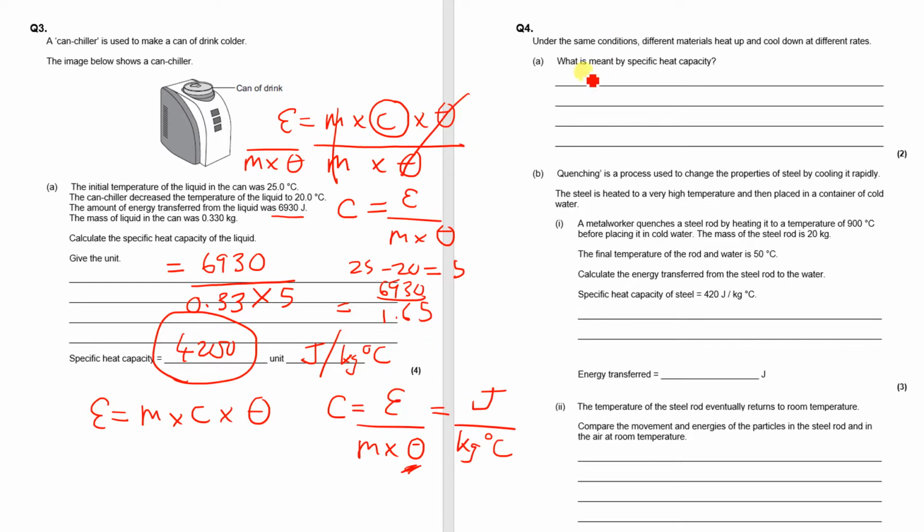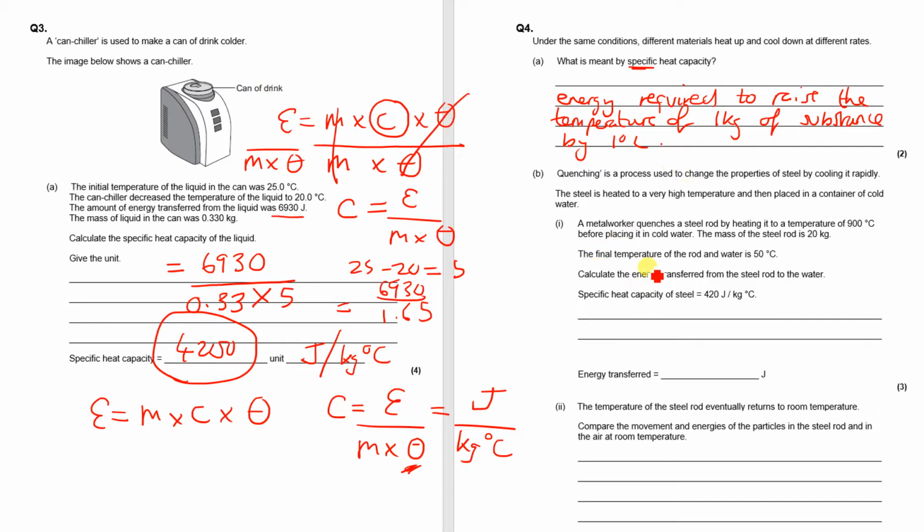Okay, what is meant by specific heat capacity? Now remember, the word specific means a kilogram. So the specific heat capacity is the energy required to raise the temperature of 1 kilogram of substance or material by 1 degrees C. Okay, so the key point here is if you've got a kilogram of material and you raise its temperature by a degree, that is the specific heat capacity.